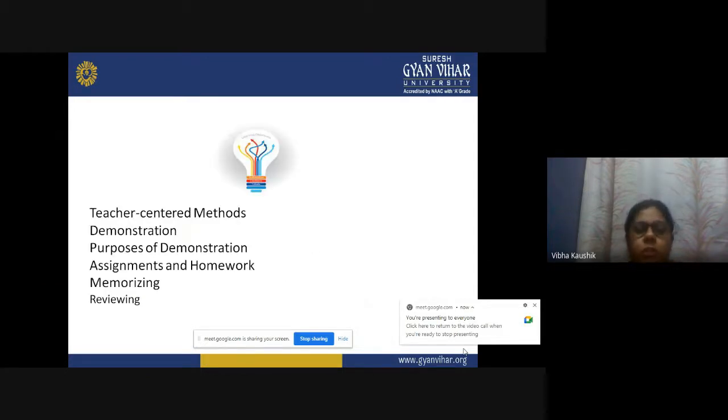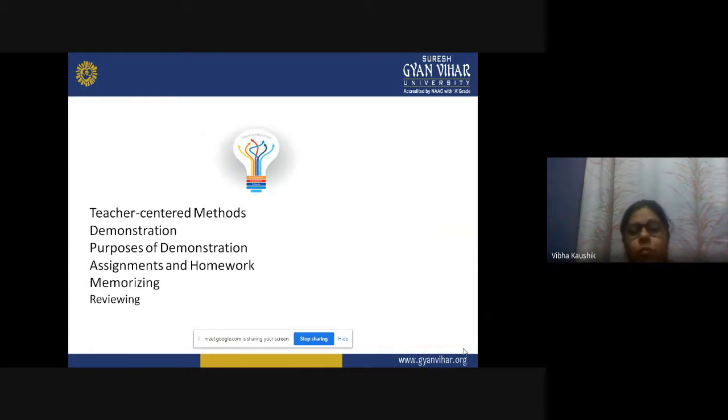The learning objectives of today's topic are: teacher-centered methods, meaning the students will be able to understand the concept of teacher-centered methods; demonstration, the students will be able to understand the concept of the demonstration method; purpose of demonstration, the students will be able to define the different purposes of demonstration; assignments and homework, what is the concept of assignments and homework; memorizing, what is the concept of memorizing; and review, the meaning of review.